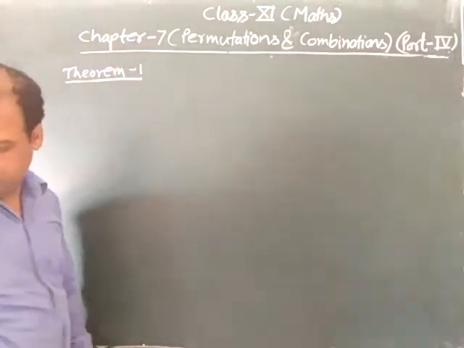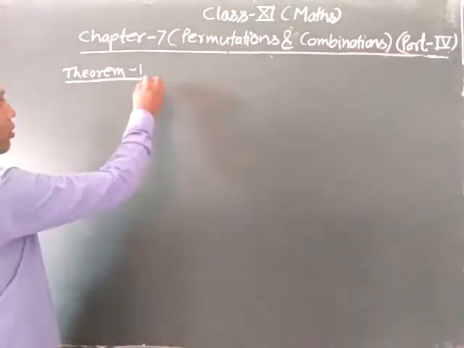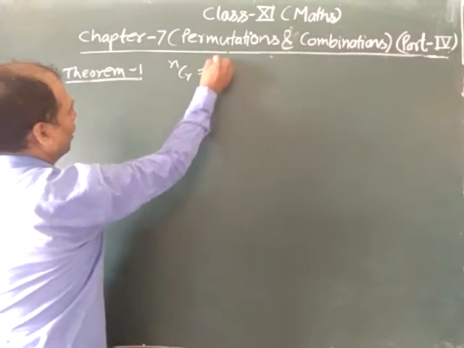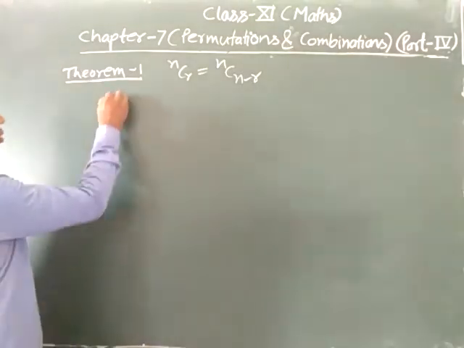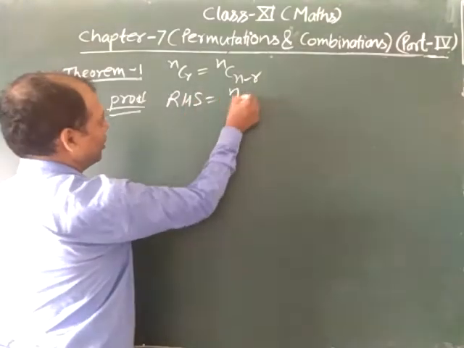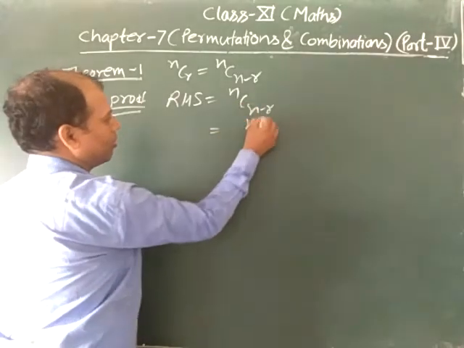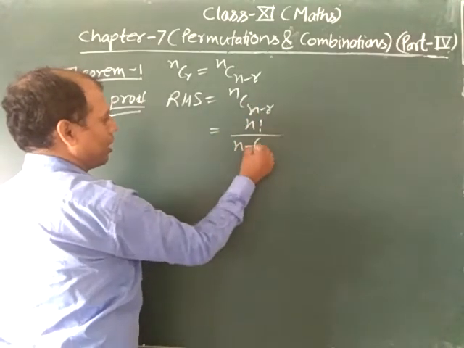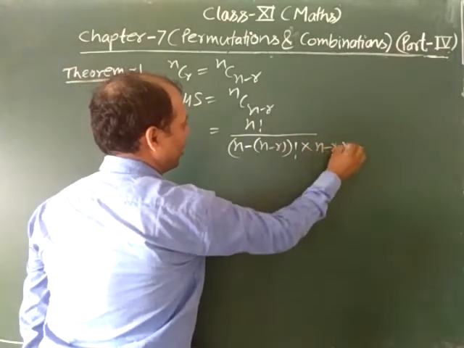Theorem 1. nCr equal to nC(n minus r). The value of both of these are the same, because we can take the RHS, then this can be written as factorial n by factorial n minus r into factorial n minus r.